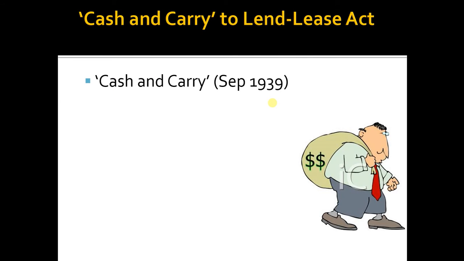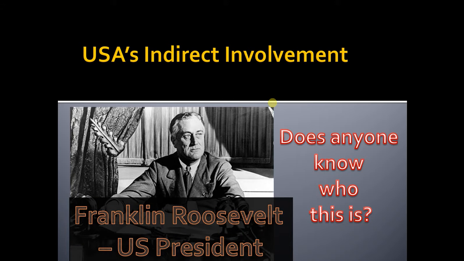So essentially, when we look at indirect involvement, we look at how the USA was involved without being part of the Allied forces. Basically, it played more of a supporting role at the beginning. So how did the USA support the Allies in the war in Europe without being directly involved? At this time, the USA wasn't exactly at war with Germany or Japan, for example.